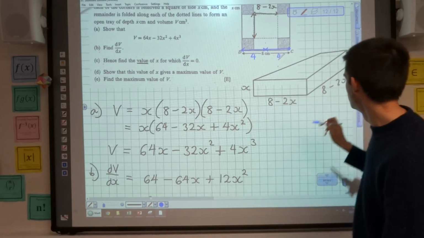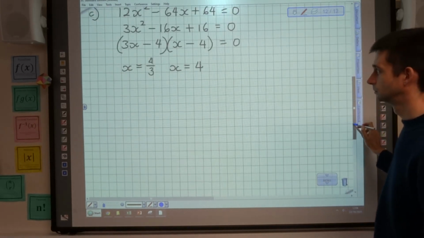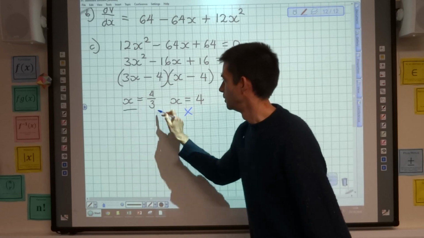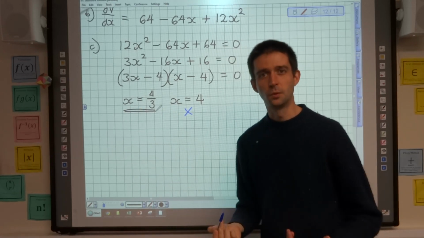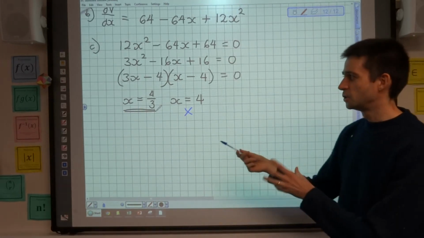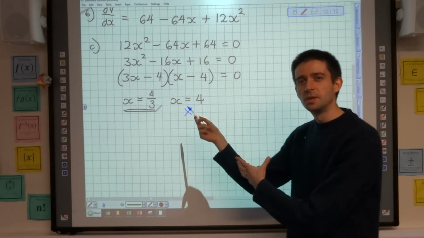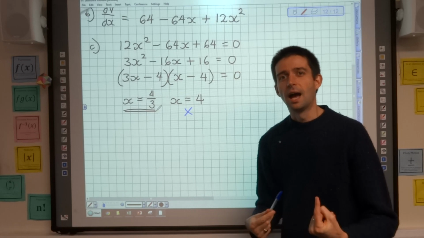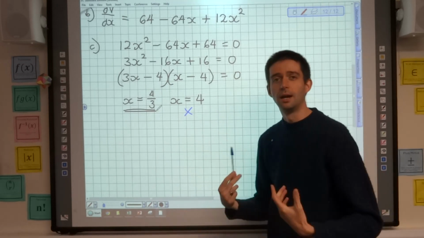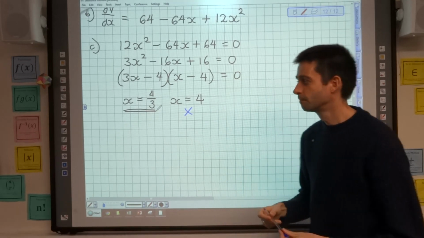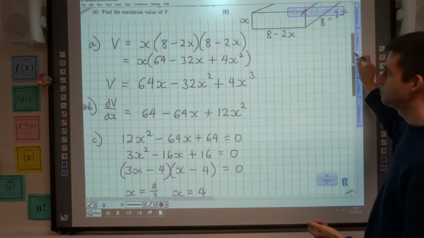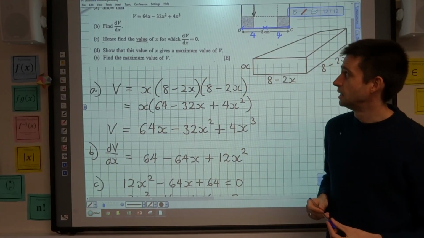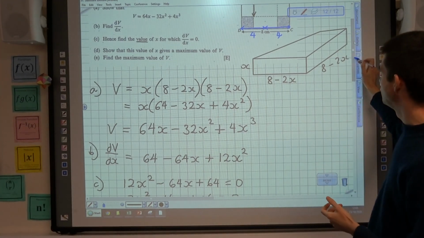So x equals 4 is not a valid solution. So we would just proceed with x equals 4 over 3. This is one of those cases where it solves the equation but it doesn't solve the model. So reading the question is very important, and then choosing the sensible answer out of the two. Okay, that's part C. Part D is saying show that this value of x gives a maximum value of v.